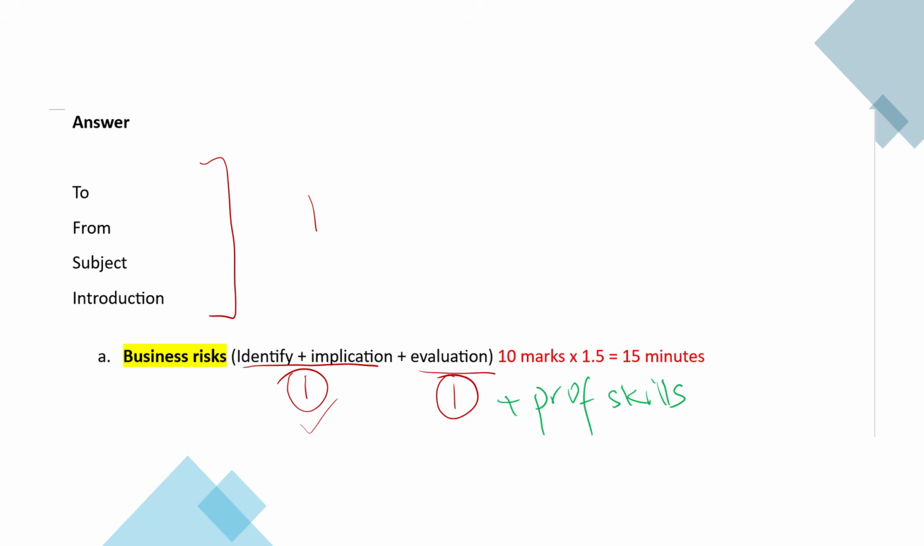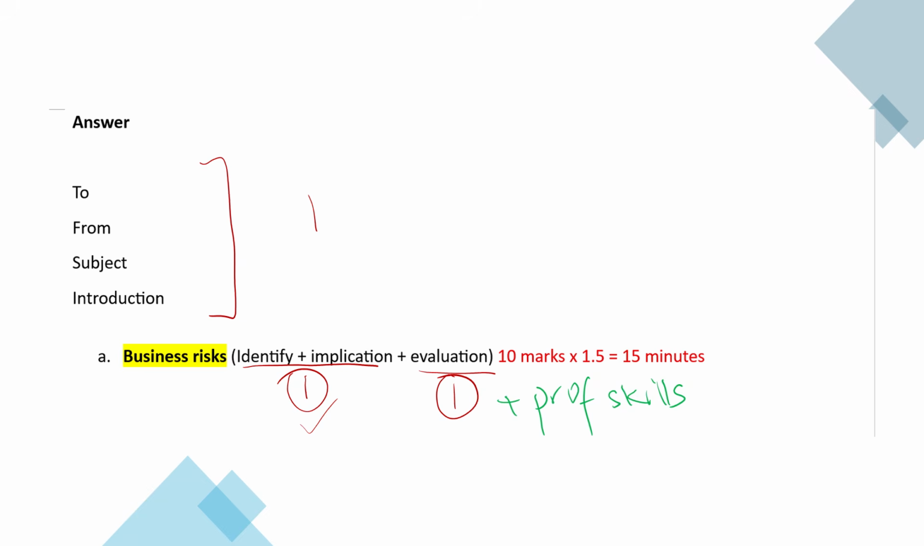The second mark is the important one because this is where you get your professional skills marks along with this additional technical mark. For evaluation, you are looking at why this risk is particularly significant for this client in the scenario. You could get your evaluation mark by linking it to other risks within the question. You could link it to other information given in the question.